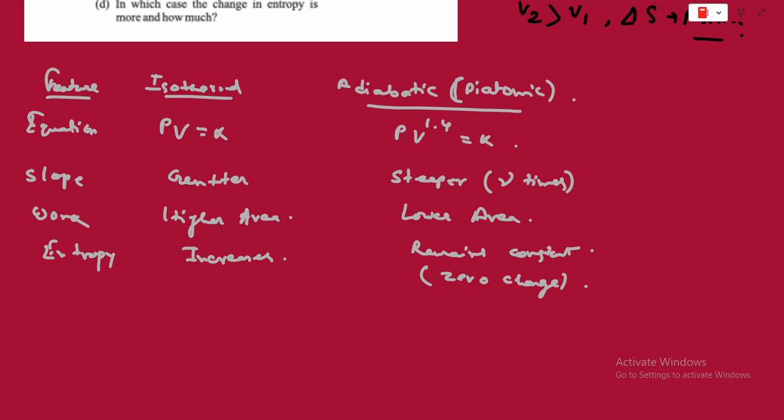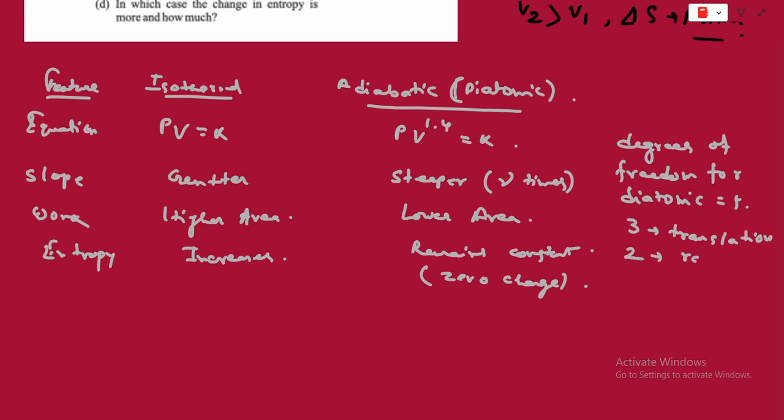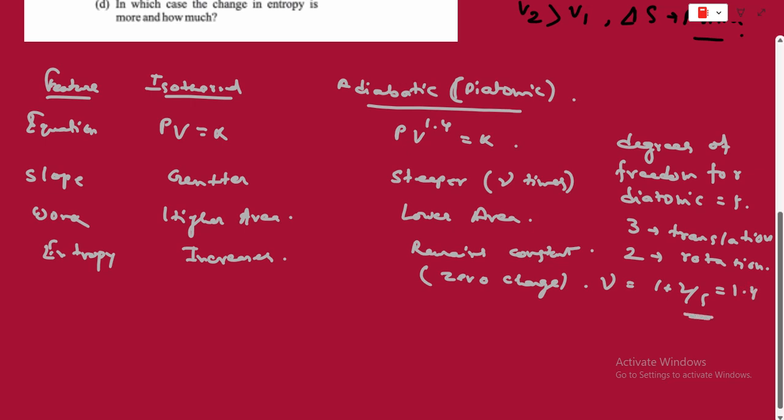Okay, so remember, for a diatomic gas the degrees of freedom are 5, and 3 are translation and 2 rotation, and that's why gamma equals 1 plus 2 by 5, that is 1.4. Okay, so this is the whole concept behind this question. See you in the next session, guys. Bye bye.